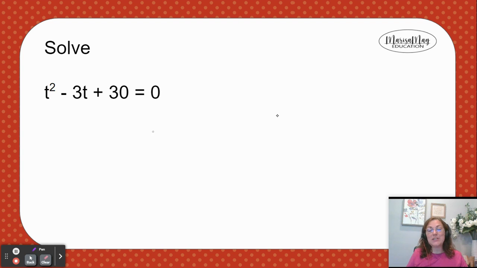In this video, we'll be solving the quadratic equation t squared minus 3t plus 30 equals 0. Normally, we would try to factor a quadratic equation first simply because it would be easiest to solve that way. However, this equation is not going to be factorable, so we need to solve with the quadratic formula.